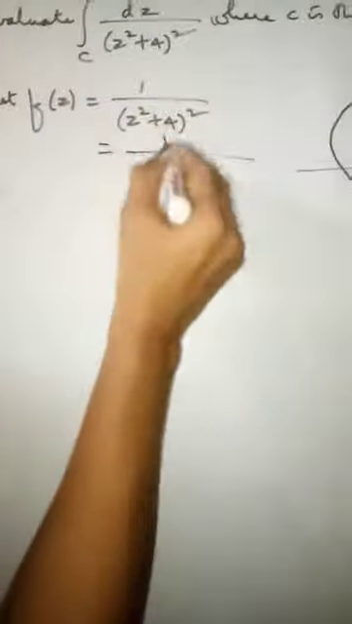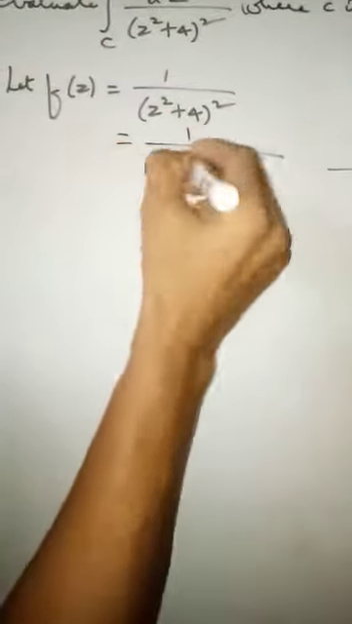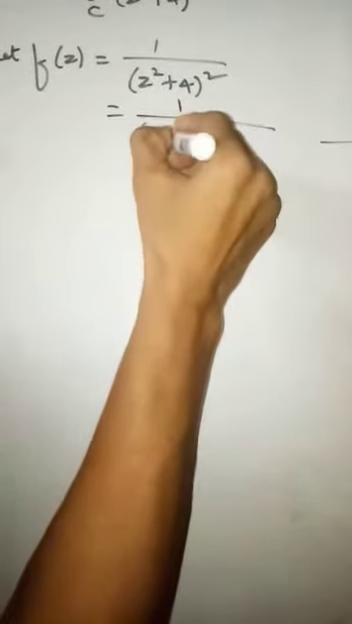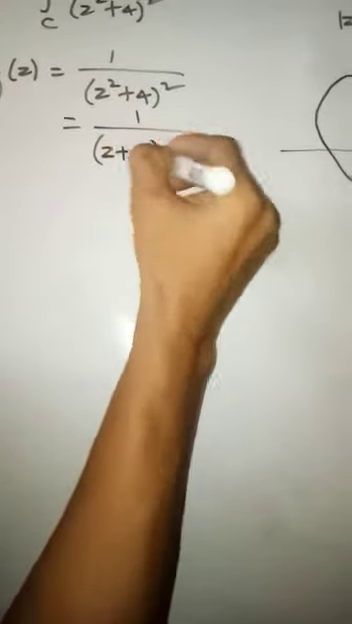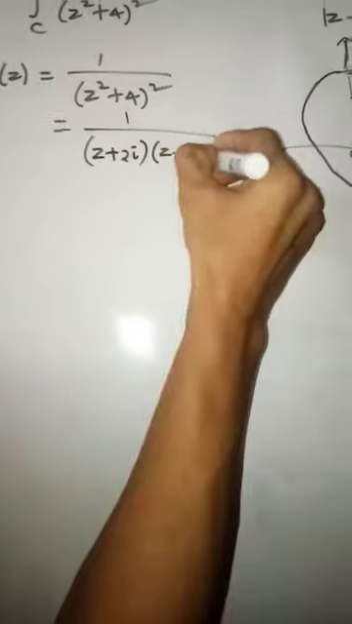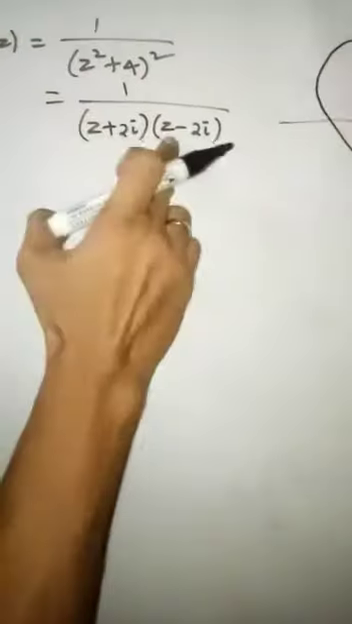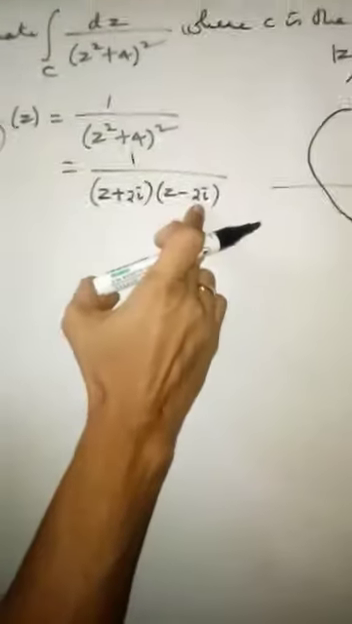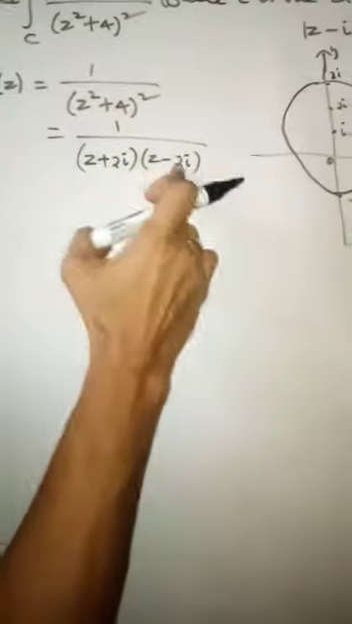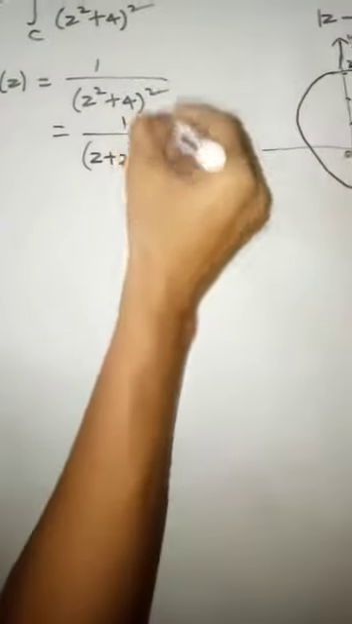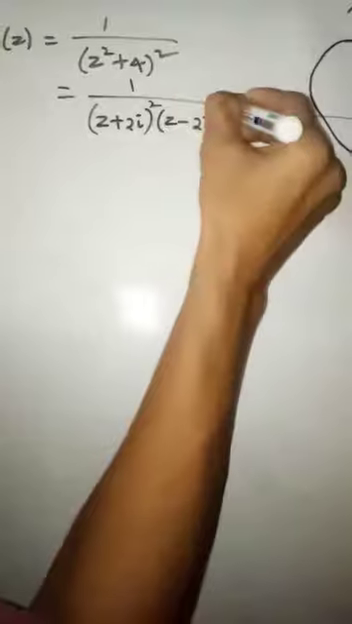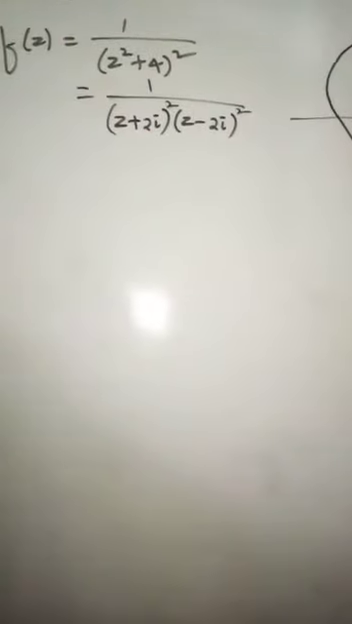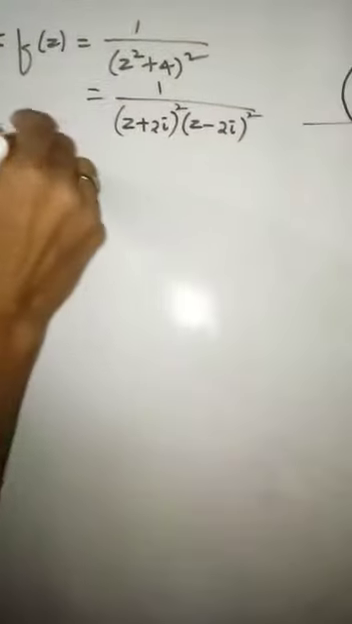Now if you want, you can factor this. What is the a square plus b square formula? Already told you. a plus ib, that means (z plus 2i) into (z minus 2i). So z square minus i square is plus 1, so 2 square is 4. And since the whole square is there, you write whole square in both the factors. So this is f of z.